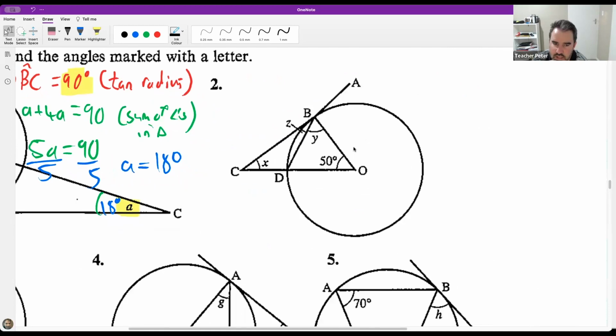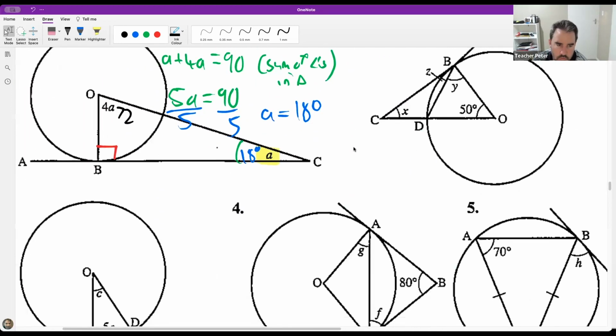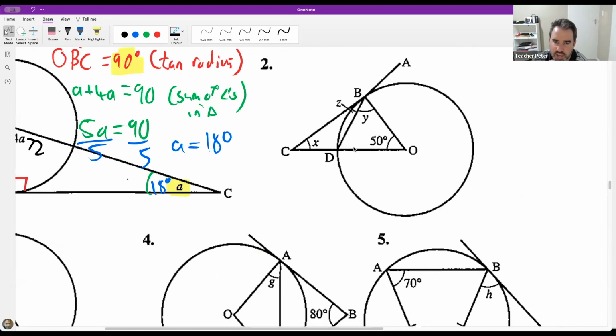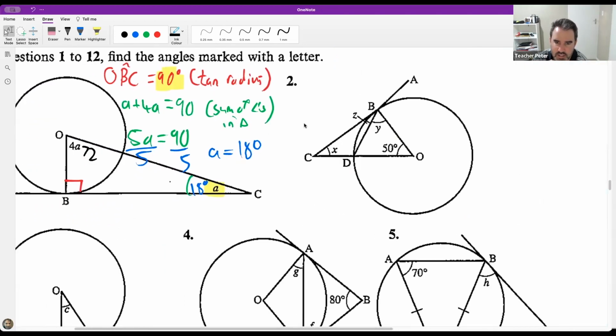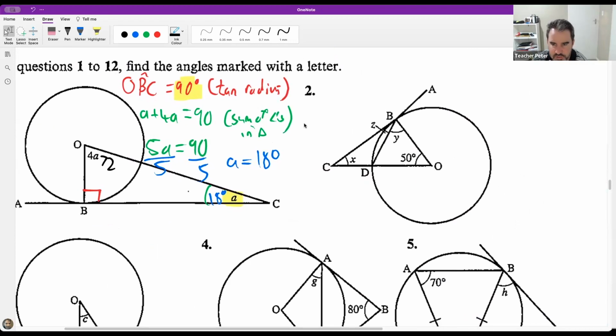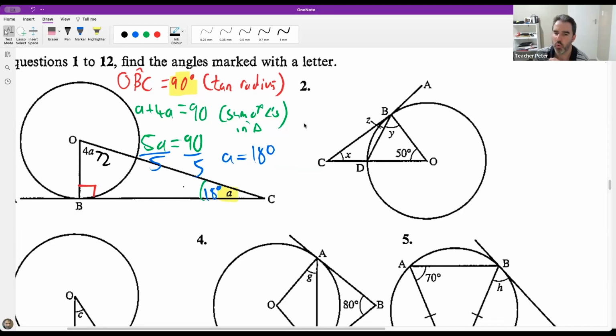Okay, let's do number 2. But what I want is I want us to first identify what theorem do we think, or what value should we try and get first? So should we go after X, or should we go after Y, or should we go after Z first? I want people to tell me which one I should go after first.